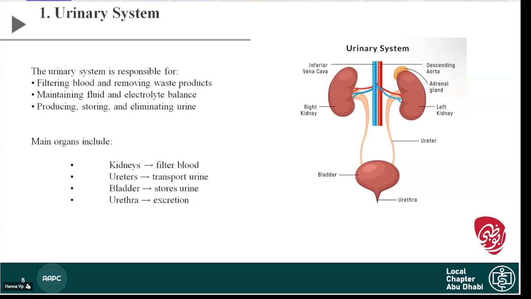Filtering the blood and removing the waste products is one of the main responsibilities of the urinary system, along with maintaining the fluid and electrolyte balance in the body, and producing, storing and eliminating the urine. So blood filtration is the main process happening inside the kidney, and after that come producing the urine, storing the urine and the elimination process.